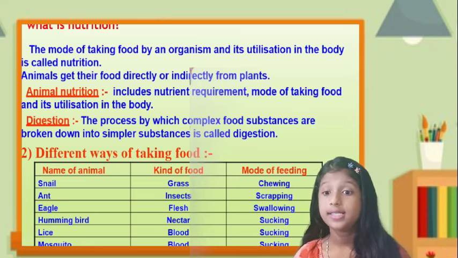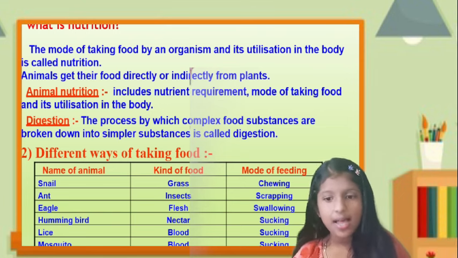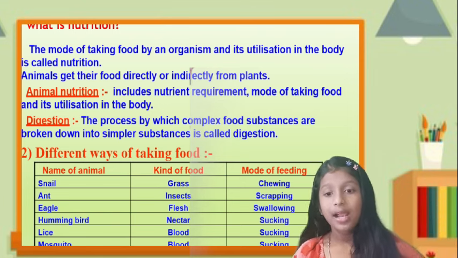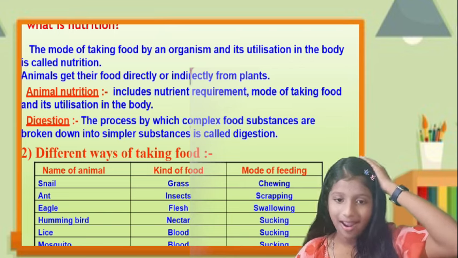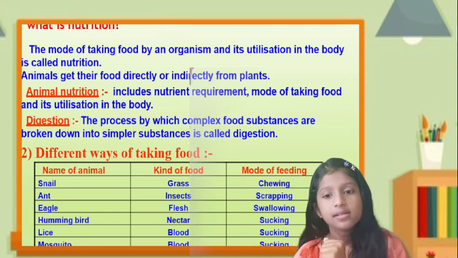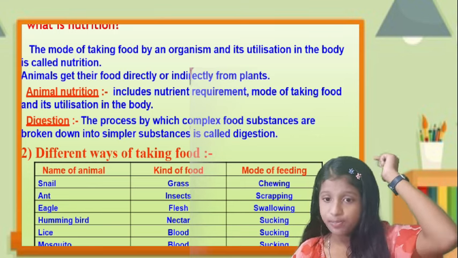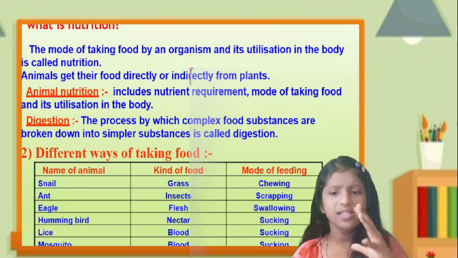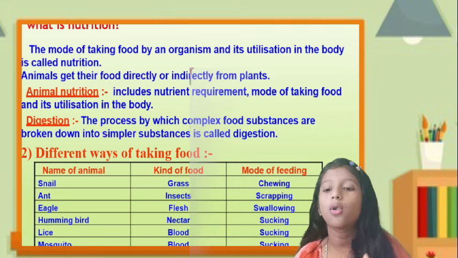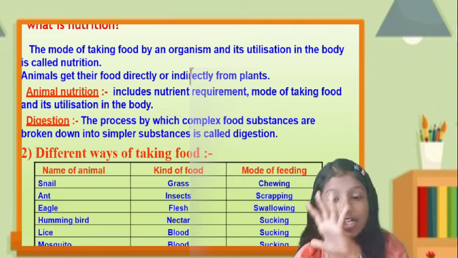Hummingbird. It takes nectar. But how? Sucking. It sucks, right? Lice, which will be present in our head. I'll show the picture. Lice take blood which is present in our head, and it only sucks. It can't drink, it can't swallow, it can't scrap, and it can't chew.